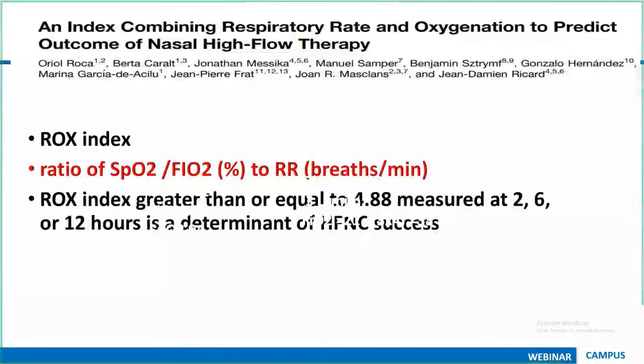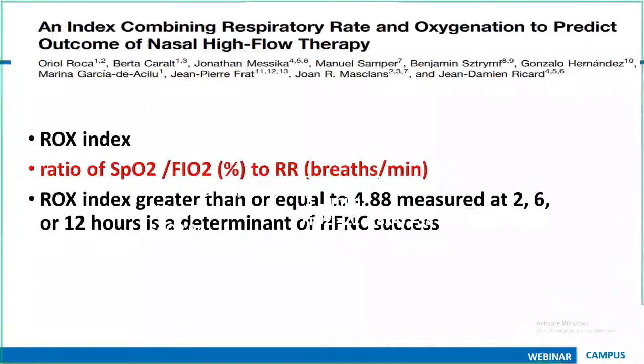The patients on NIV, HFNC or high oxygen, how to assess that patient? This is based on Roca's paper. We call it the ROX index. The ROX index is the ratio of SpO2 divided by FiO2 to the respiratory rate. If it is less than 5, that means the patient is deteriorating.